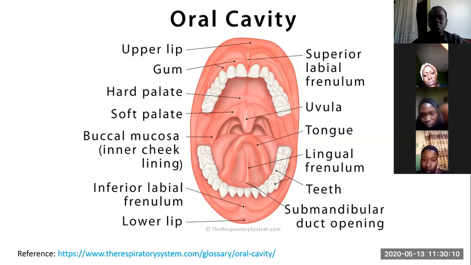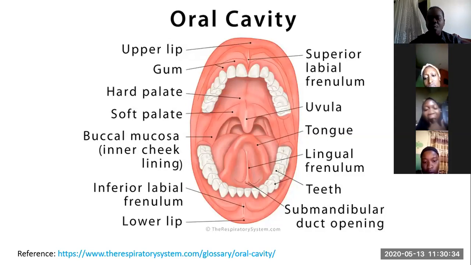You see the uvula. If you open your mouth, the uvula is that projection at the point of the throat. Some people, you can easily see it. You see the tongue. Then the lingual frenum, which is right there around the tongue area. Then of course you have the teeth. The teeth are the most prominent, and they mostly populate the mouth.